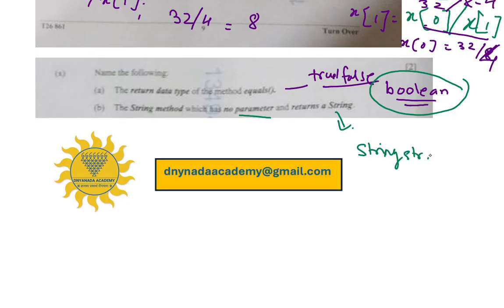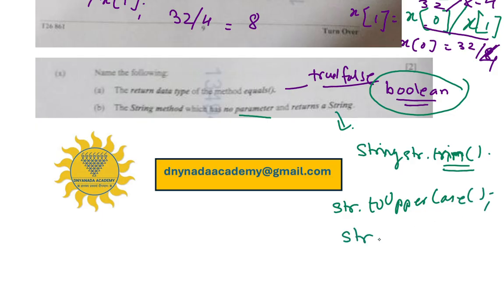And the string method which has no parameter and returns a string: you can write multiple. String str dot trim function is there which gives me a string but no parameter is required. So you can write trim, you can write str dot toUpperCase. They also don't need any parameter. Str dot toLowerCase. Any answer you write, you should get the correct answer.